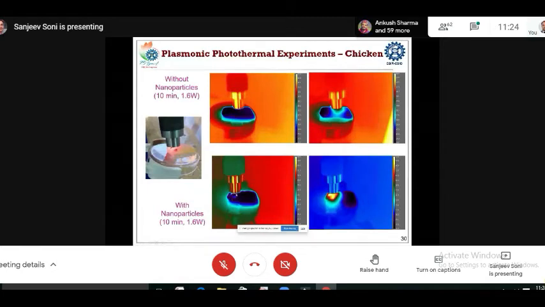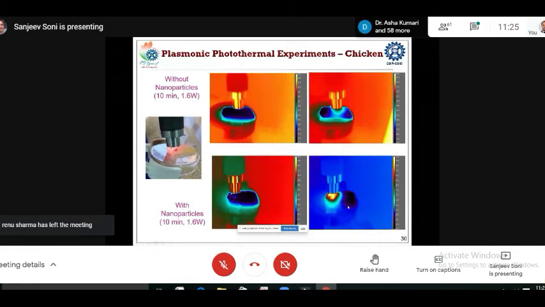But when we inject nanoparticles, you can see within the 10 minutes the initial temperature is around 26 and we get a temperature of around 54 degrees Celsius. So within 10 minutes, we are able to raise the temperature to the desired cell kill temperature. At the same time, you can see the temperature is highly confined to the light region itself. The portion of the chicken piece not subjected to the nanoparticles or the light stays cool.